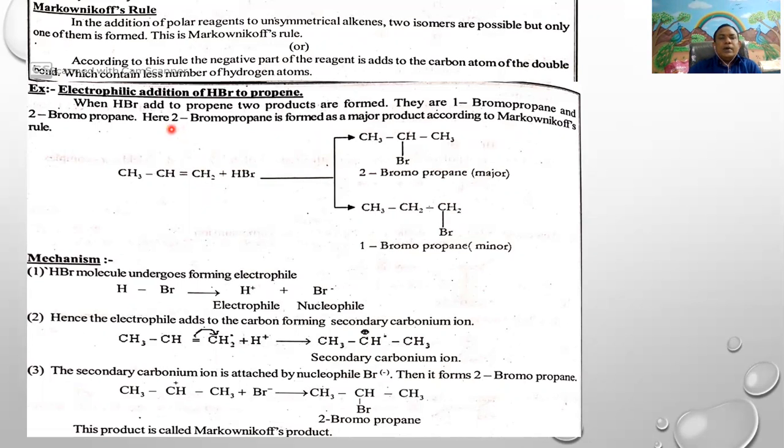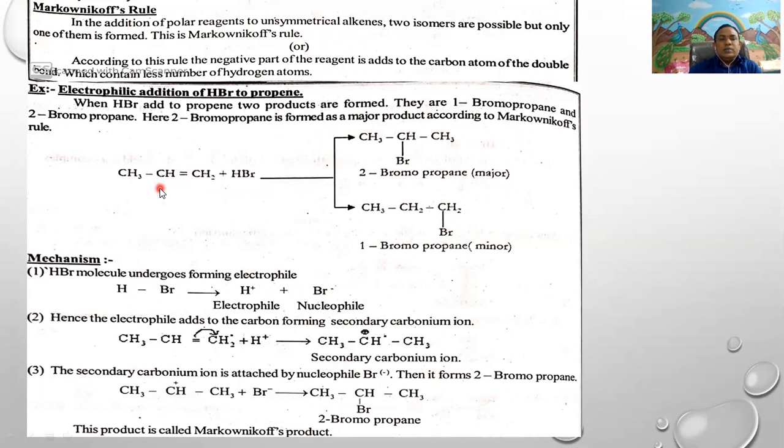Here the mechanism is explained: electrophilic addition of HBr to propene. Propene is an asymmetric alkene. When HBr is added to propene, two types of products are obtained. One is 1-bromopropane, a minor product. 2-bromopropane is obtained as a major product. It is explained by Markovnikov rule.